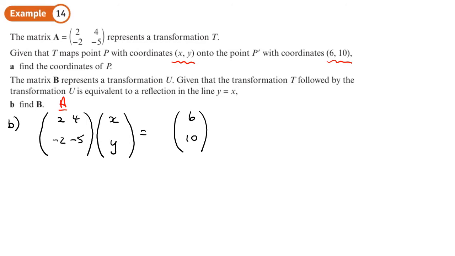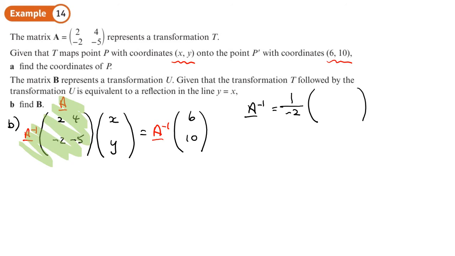So if I apply the inverse matrix to the left of both sides, then these will cancel out, won't they? These two will cancel out, giving me what x, y is. So the first job is to find the inverse matrix. So what's the inverse of A? We're going to find the determinant. So that's 1 over the determinant. That's going to be 2 times negative 5 minus negative 8, which gives me negative 2.